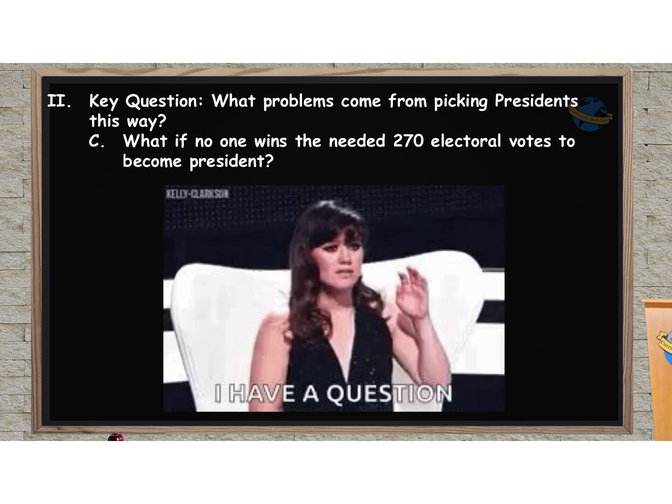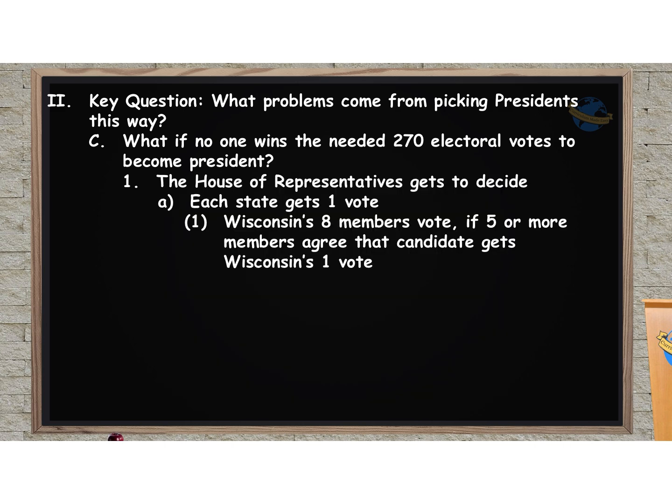Then, of course, there's the question, okay, if you need 270 electoral votes to become president, what happens if no one gets 270 electoral votes? What if there are 3 candidates? They split their votes in such a way that no one crosses the 270 threshold. Again, this is where we just hate the Electoral College. So the way the rules go, it would go to the House of Representatives and they get to decide. Each state gets 1 vote. Wisconsin's 8 members will vote once together, 1 collective vote. And if 5 or more members agree that candidate A should be the president, then they get Wisconsin's 1 vote.